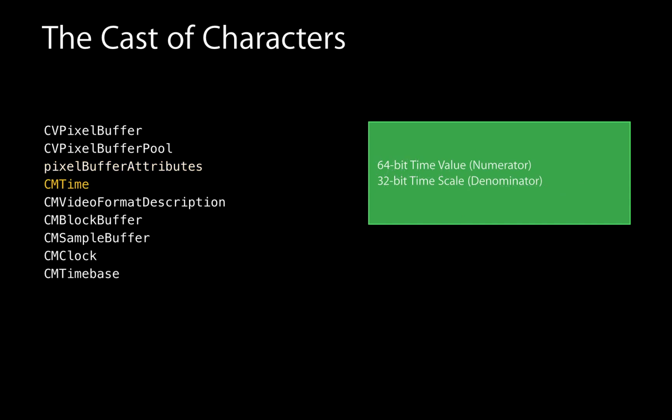All right, next we've got CM time. CM time is the basic description of time that you'll see in our interfaces. This is a rational representation of a time value. It contains a 64-bit time value, that's the numerator, and a 32-bit timescale, which is the denominator. We use this sort of rational representation so that these time values can be passed throughout your media pipeline, and you won't have to do any sort of rounding on them.